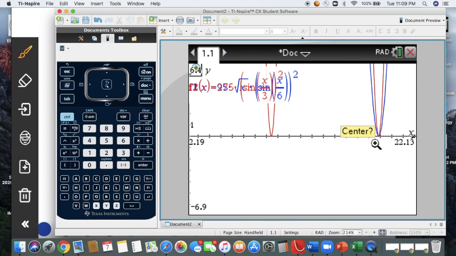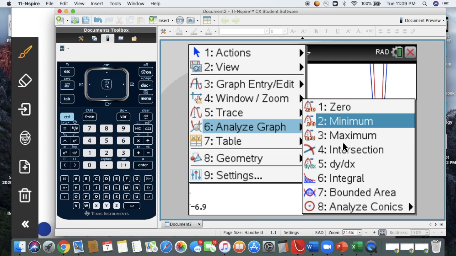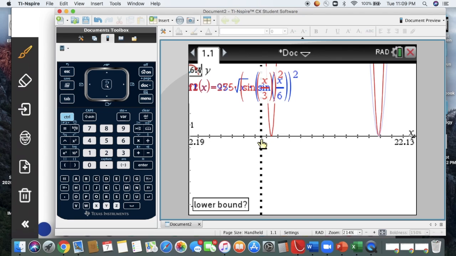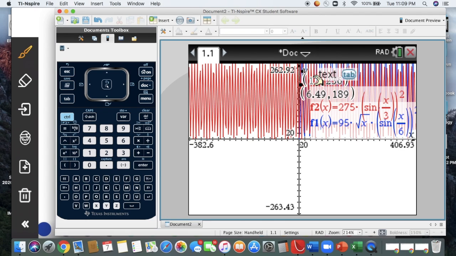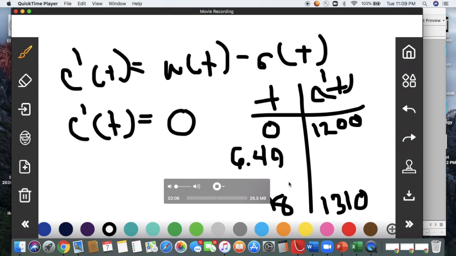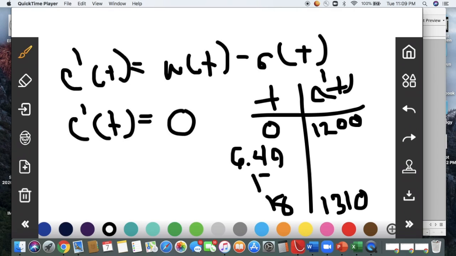Okay, so here's 22, so we can go from right here again. And we'll go to Analyze Graph, Intersection. And we'll come here this time. And we'll see where it highlights intersection, and it highlights right there. So that means we passed an intersection. And this one says that it's at 13. So we can come back to our table and mark that they're at time equals 13 hours. There will be another point where c prime of t equals 0.